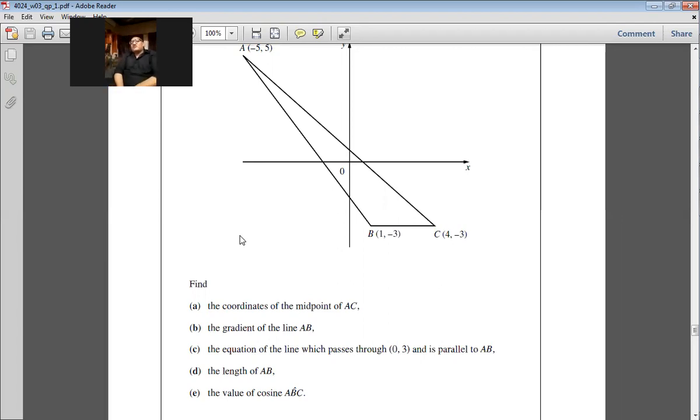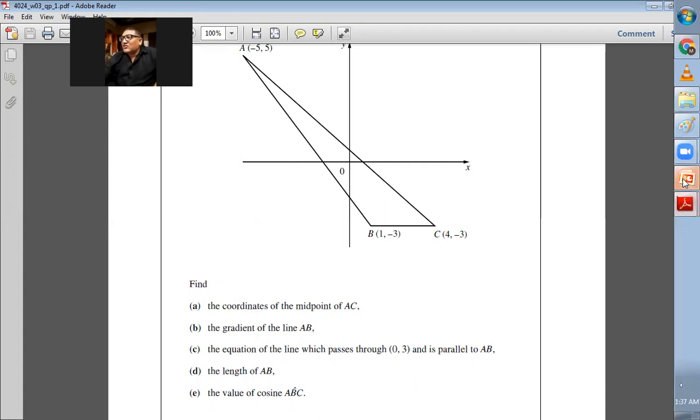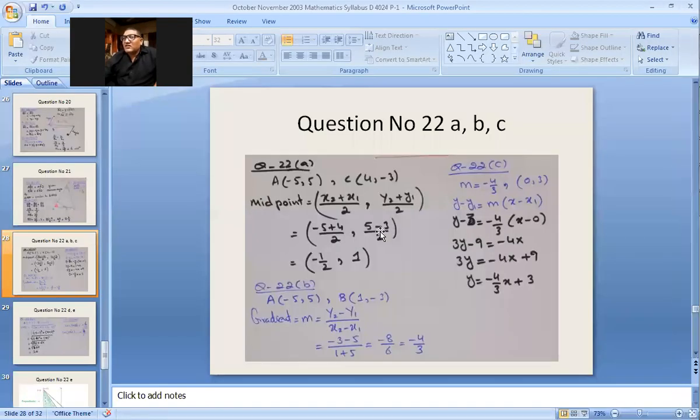And the next question is the value of the cosine of ABC. He wants you to find out the cosine of this angle ABC. But this is paper 1, we don't have a calculator. So how we will find its cosine value is very simple. I will show you what the trick is. So let's move to the next question.